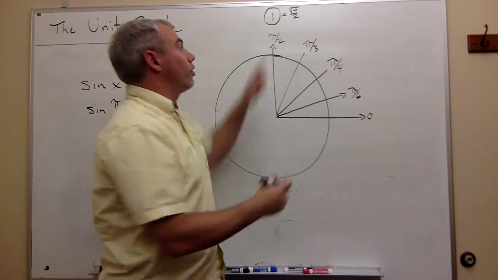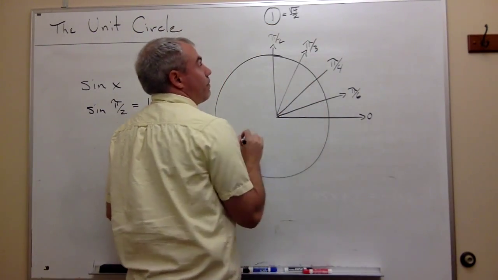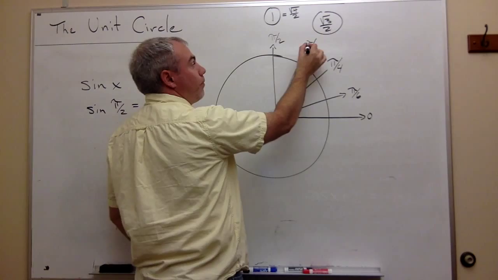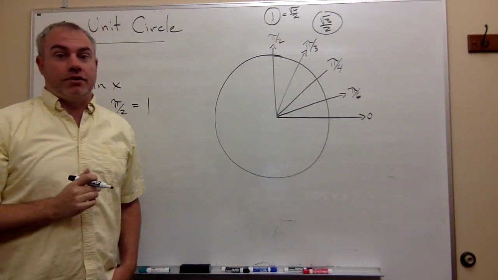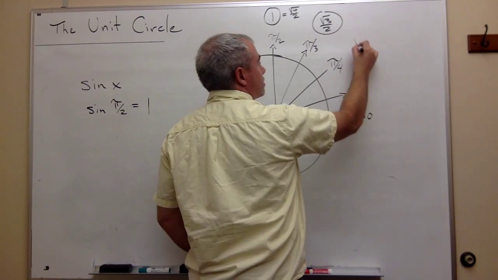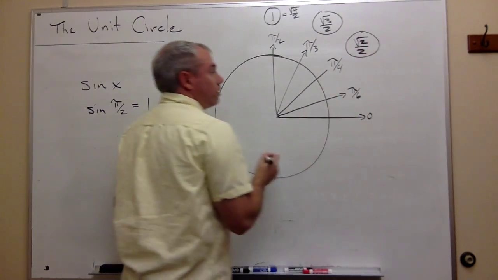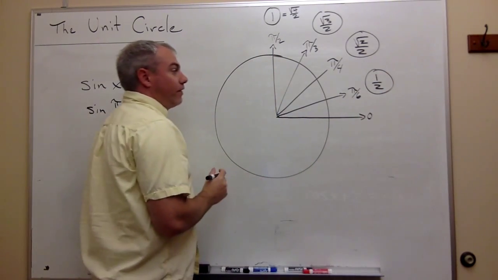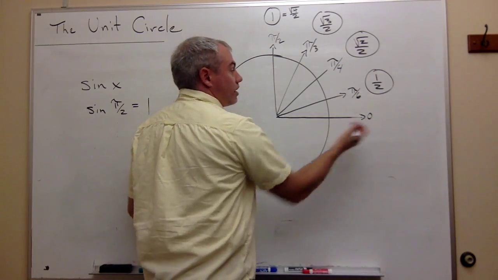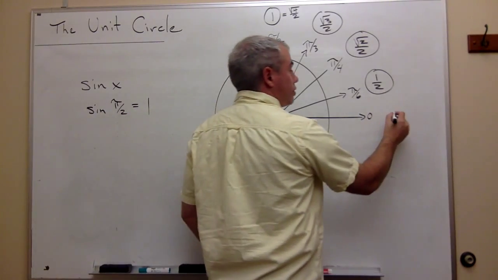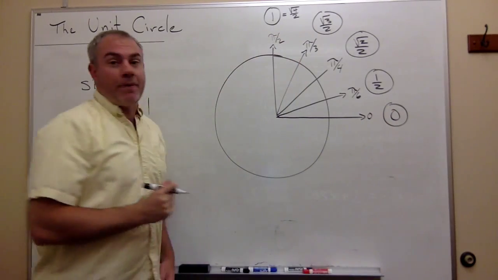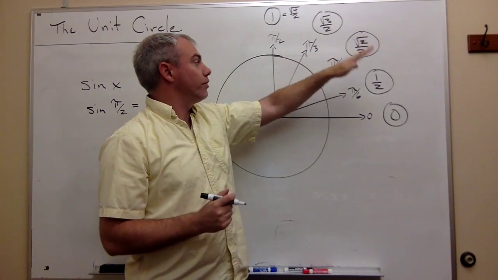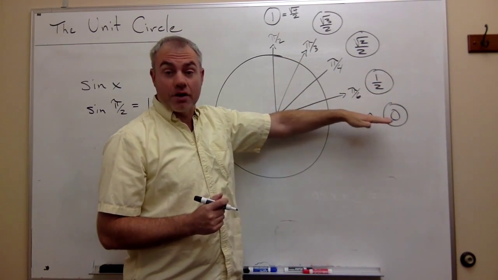Because if this is square root of 4 over 2, then the next major angle, which is pi over 3, is square root 3 over 2. So the sine of pi over 3 is square root 3 over 2. What about pi over 4? Well, that's square root of 2 over 2. Pi over 6 is square root of 1 over 2, which is just 1/2. And then sine of 0 is square root of 0 over 2, or just 0. So the pattern is square root 4 over 2, square root 3 over 2, square root 2 over 2, square root 1 over 2, square root 0 over 2.